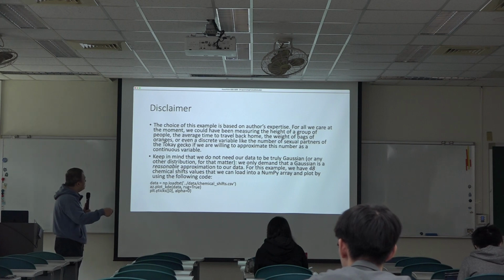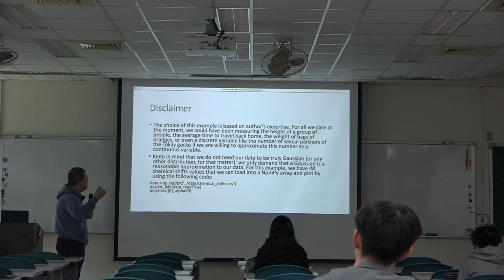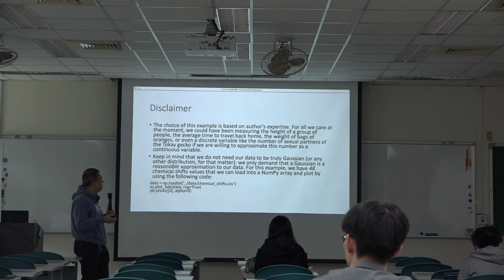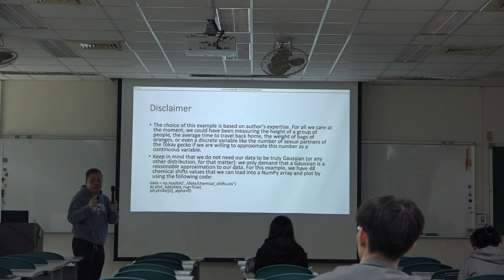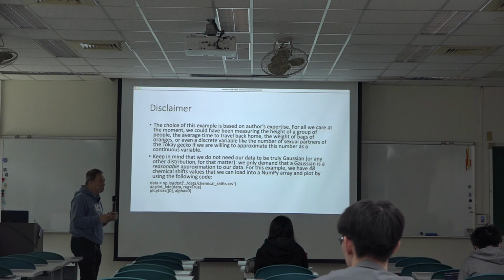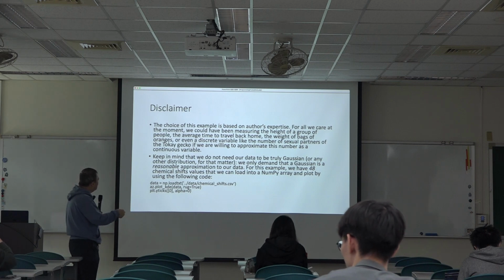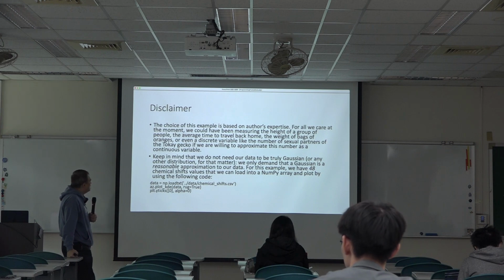For all we care at the moment, we could just have measured the height of a group of people, the average time to travel back home, the weight of bags of oranges, or even a discrete value like the number of sexual partners of the tokay gecko. You know gecko, right? A type of lizard. Basically all these you can treat as an approximation of a Gaussian. You can approximate them by the Gaussian distribution anyway.